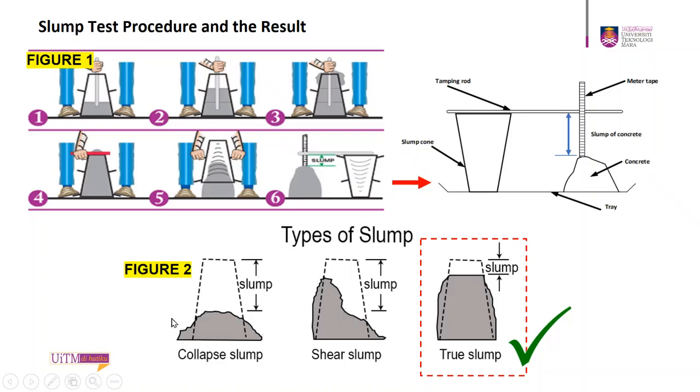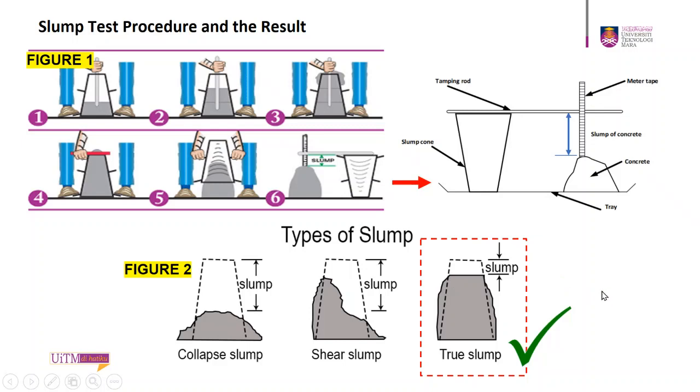Thirdly, collapse slump. In a collapse slump, the concrete collapses completely. This is an indication that the water to cement ratio is too high, which means the concrete mix is too wet or it is a high workability mix for which a slump test is not appropriate. The mix must be redesigned again.